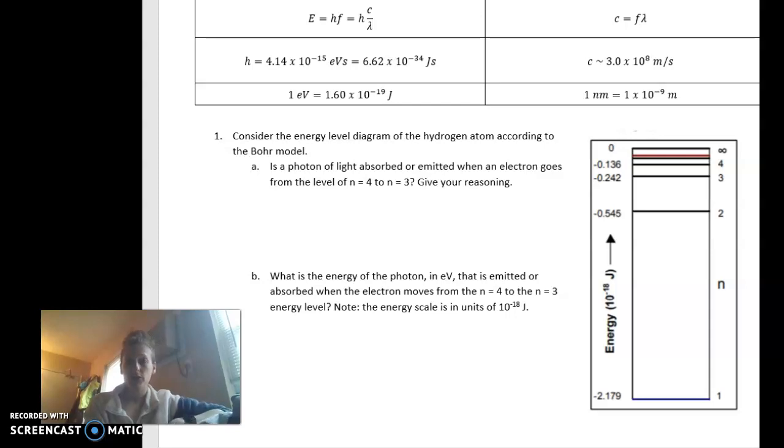Guys, so today we're going to look at a practice problem together. What you'll see on your screen is the hydrogen atom according to what's called the Bohr model.